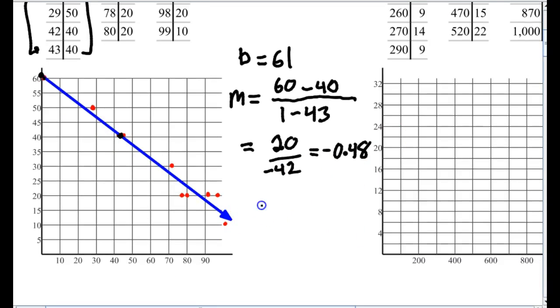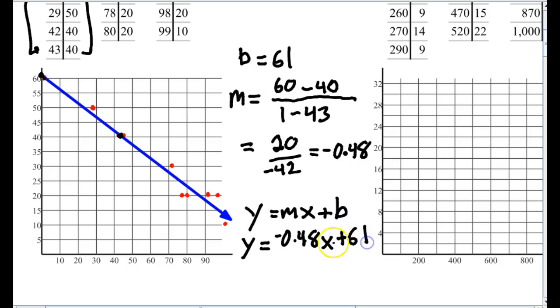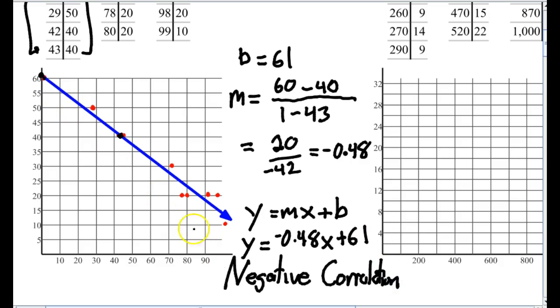Okay? And then, of course, write your equation here. So I have negative 0.48 x and then plus 61. Okay? So yeah, your slope should be somewhere around there. It shouldn't be positive by any means, because it's going down. Since it is going down, there is a negative correlation. That was actually one of the first questions, to state whether it's a positive correlation, negative correlation. Okay, so it's a negative correlation. It's similar to slope. It's going down, therefore it's negative.